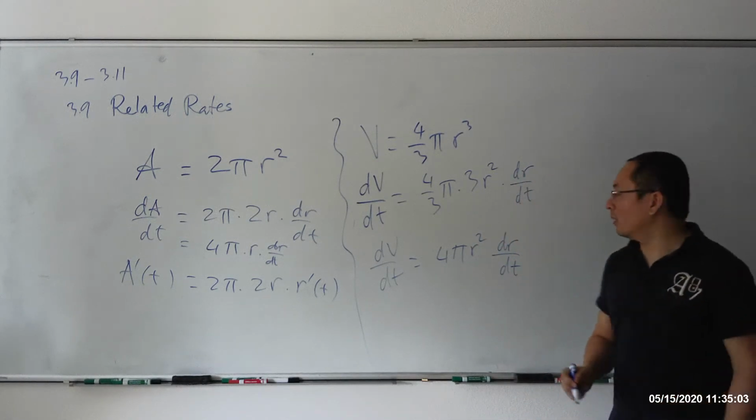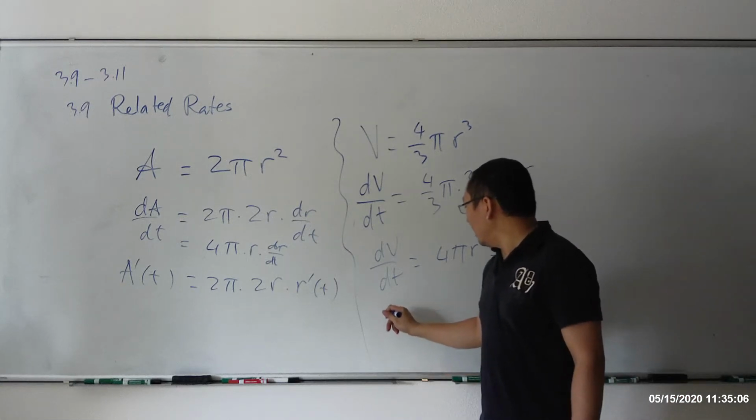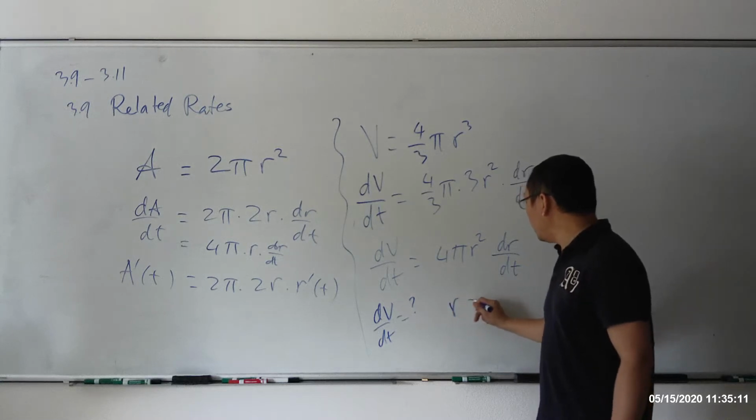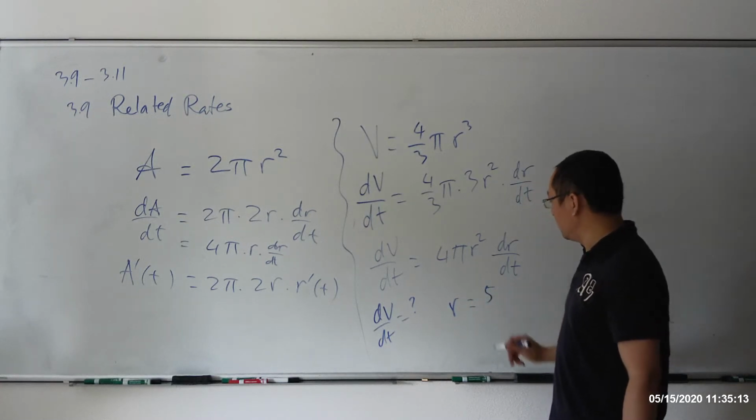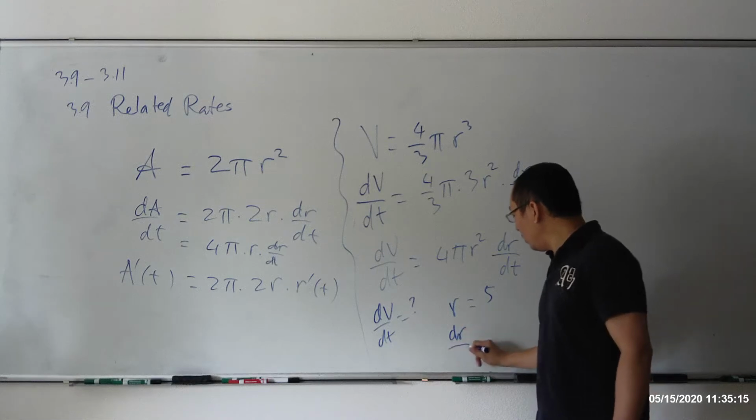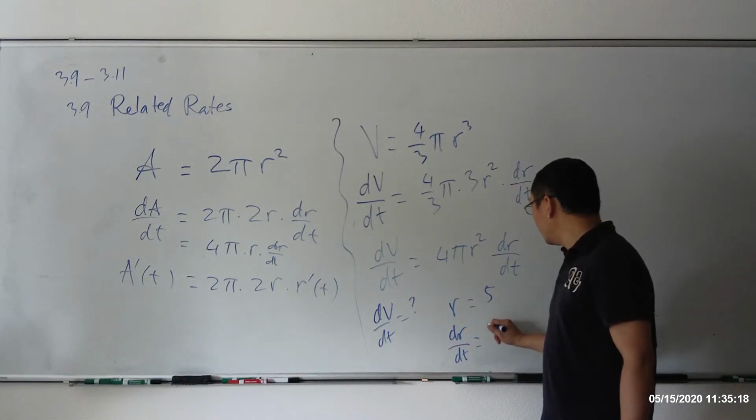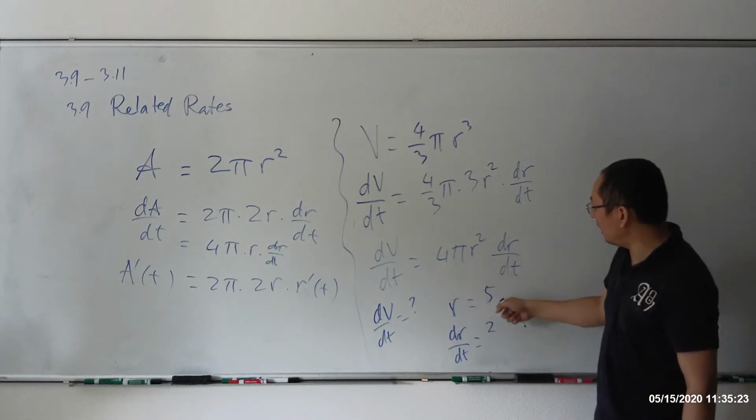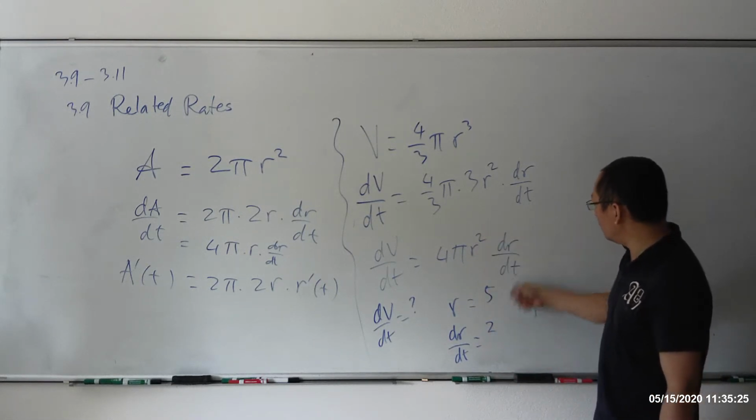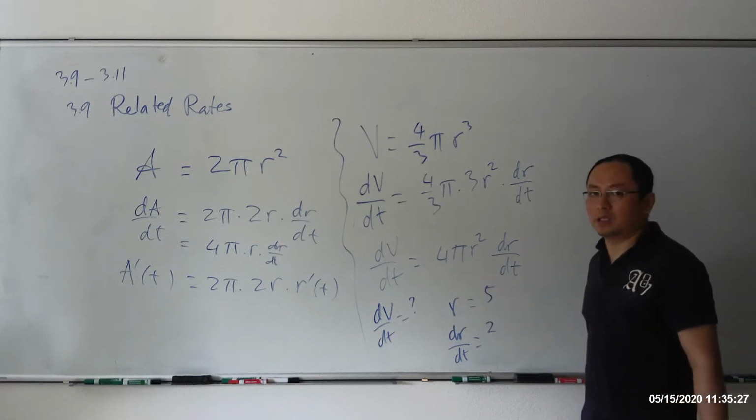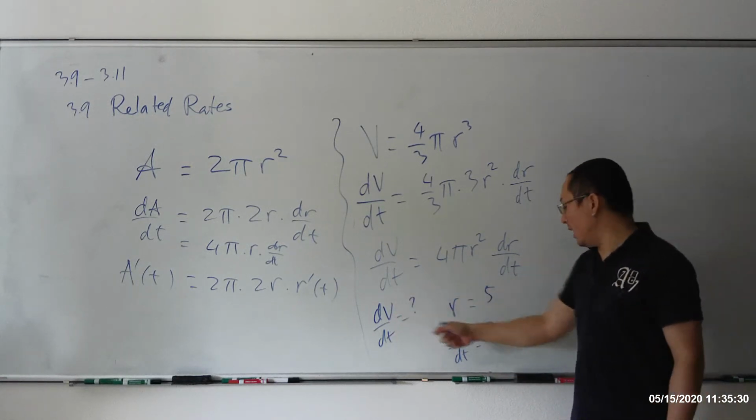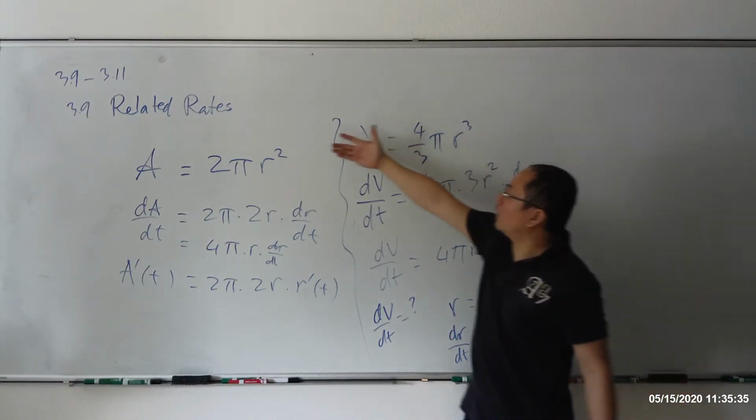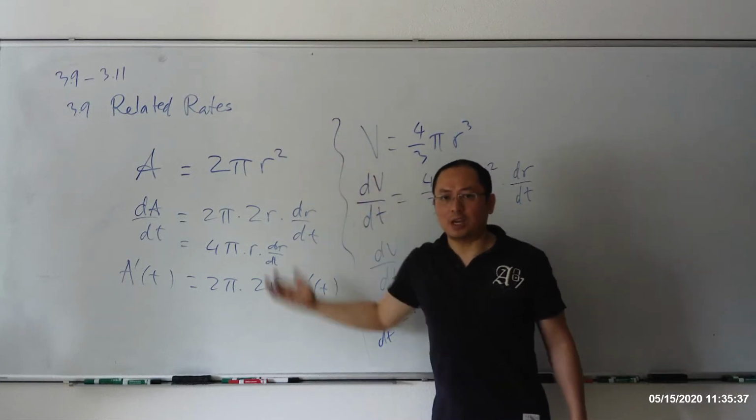Okay? In a particular example, they may ask you to calculate dV over dt. If they give you r equal to 5 centimeters, say, and dr over dt is 2 centimeters per second, all you have to do is plug in the numbers: 4 times pi, and r is 5, so 5 squared, and dr over dt is 2. Plug it in and you have dV over dt. Or they may give you dV over dt and ask for dr over dt. You do the same thing. The main thing is you figure out the formula, and then you differentiate both sides correctly.